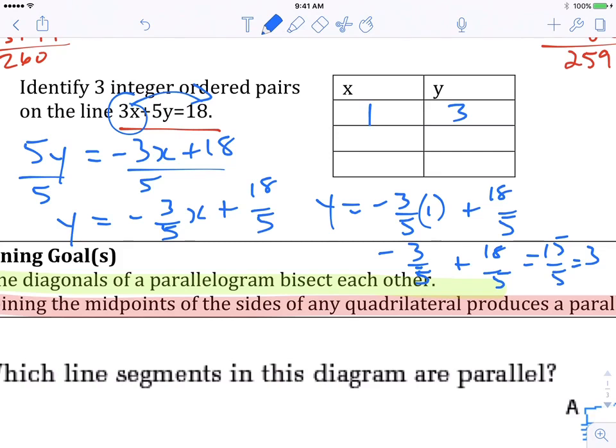Okay? And what I want you to do, I want you to come up with your own ordered pair. So you plug in different numbers that you think are going to work and find out what the ordered pair is.